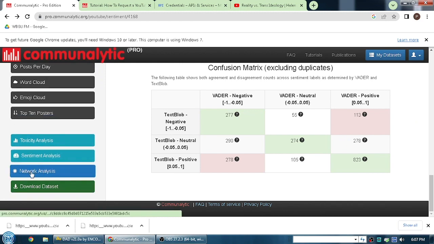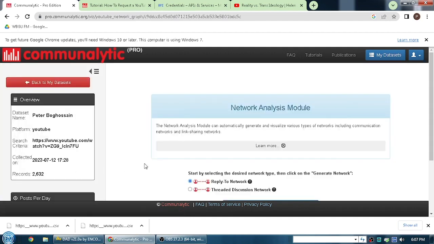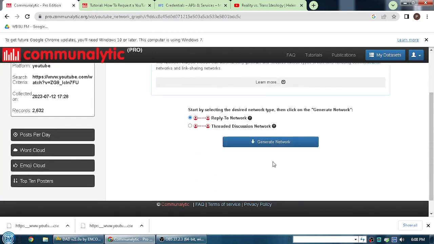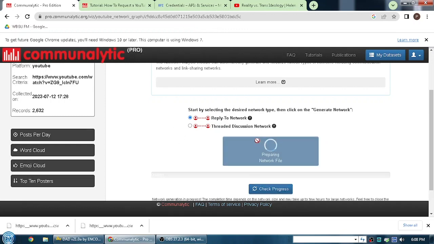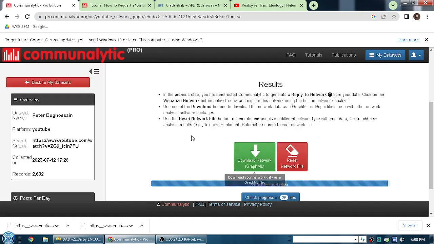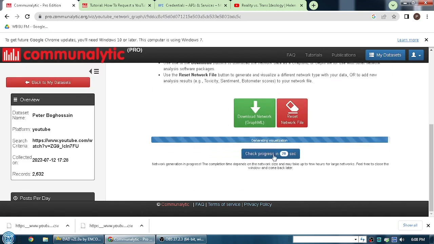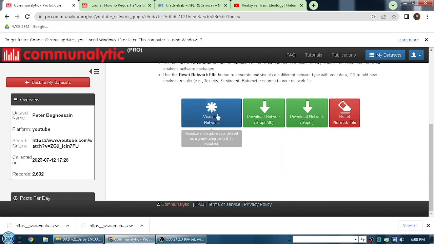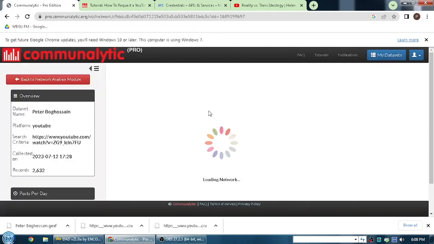All right, and finally, let's look at the network analysis here. I kind of want to look through both of these, so maybe we'll see what happens if we look through both. So we'll go to reply-to network, and we'll generate that. And pretty quickly, I think we'll get this one. So let's go ahead and visualize. Well, maybe I'll download to Gephi so I can import this into Gephi later if I would like. And let's visualize this.